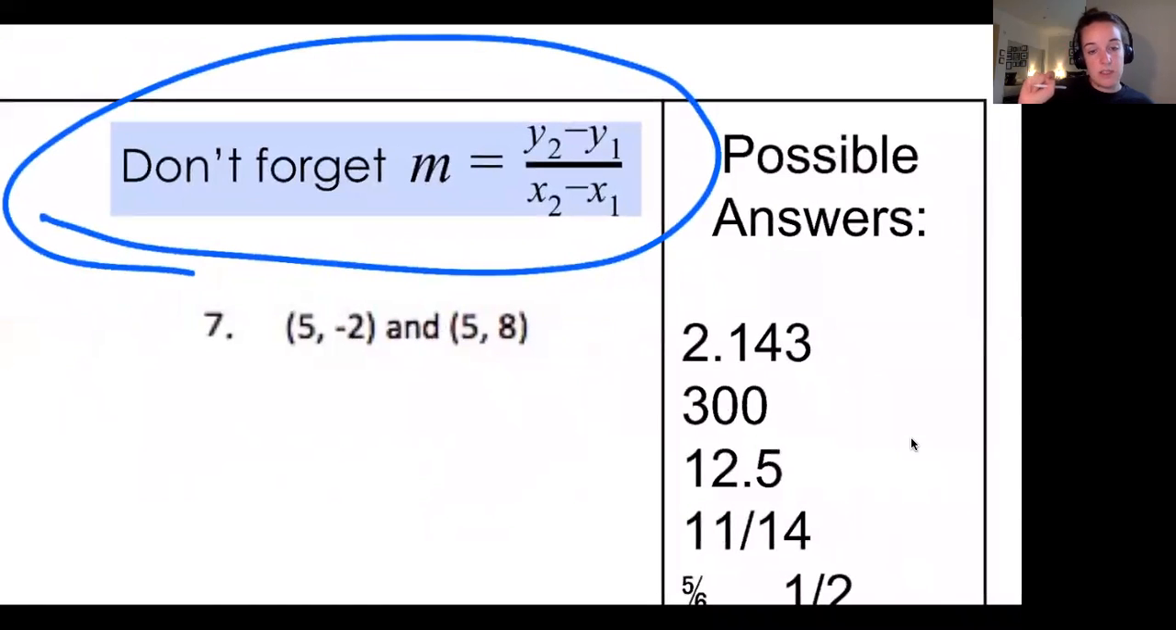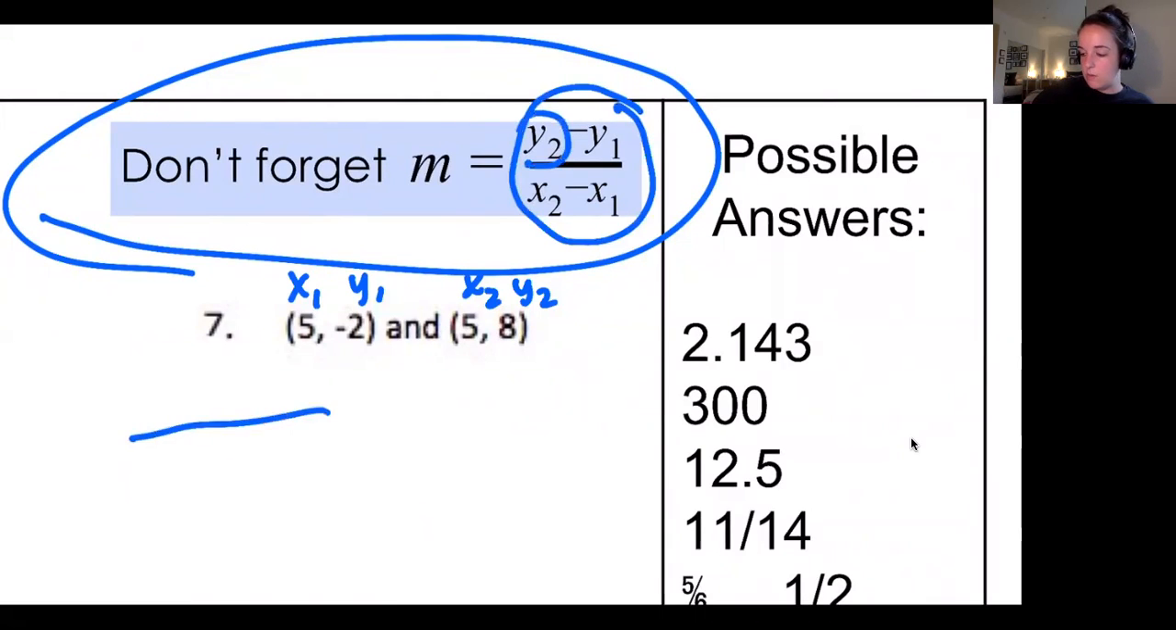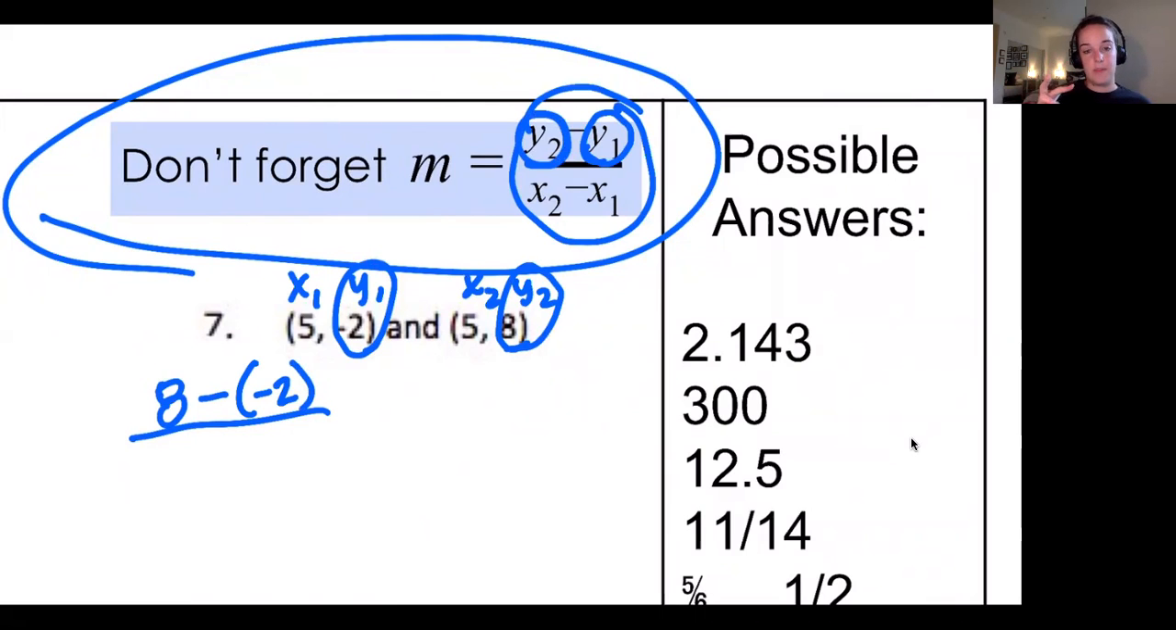First things first, I'm going to label my points: x1, y1, x2, y2. That just helps me to remember that I have my first point, x and y, and my second point, x and y. That will also help me to fill in the equation that I need. So first, y2. y2 is 8. I'll put 8. The equation has a minus, and then y1. y1 has a negative 2. I'm going to put parentheses, negative 2. It helps you remember that there are 2 negatives there. And then x2, which is 5, minus x1, which is also 5.